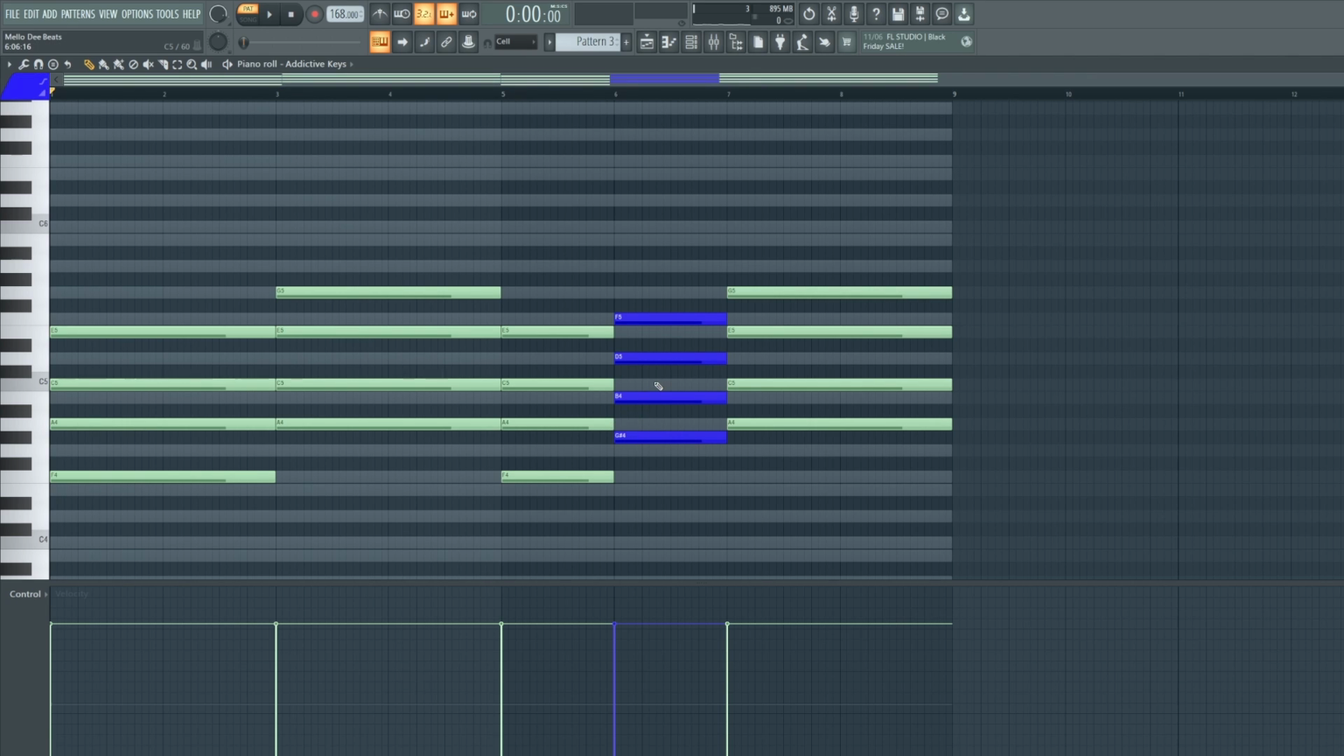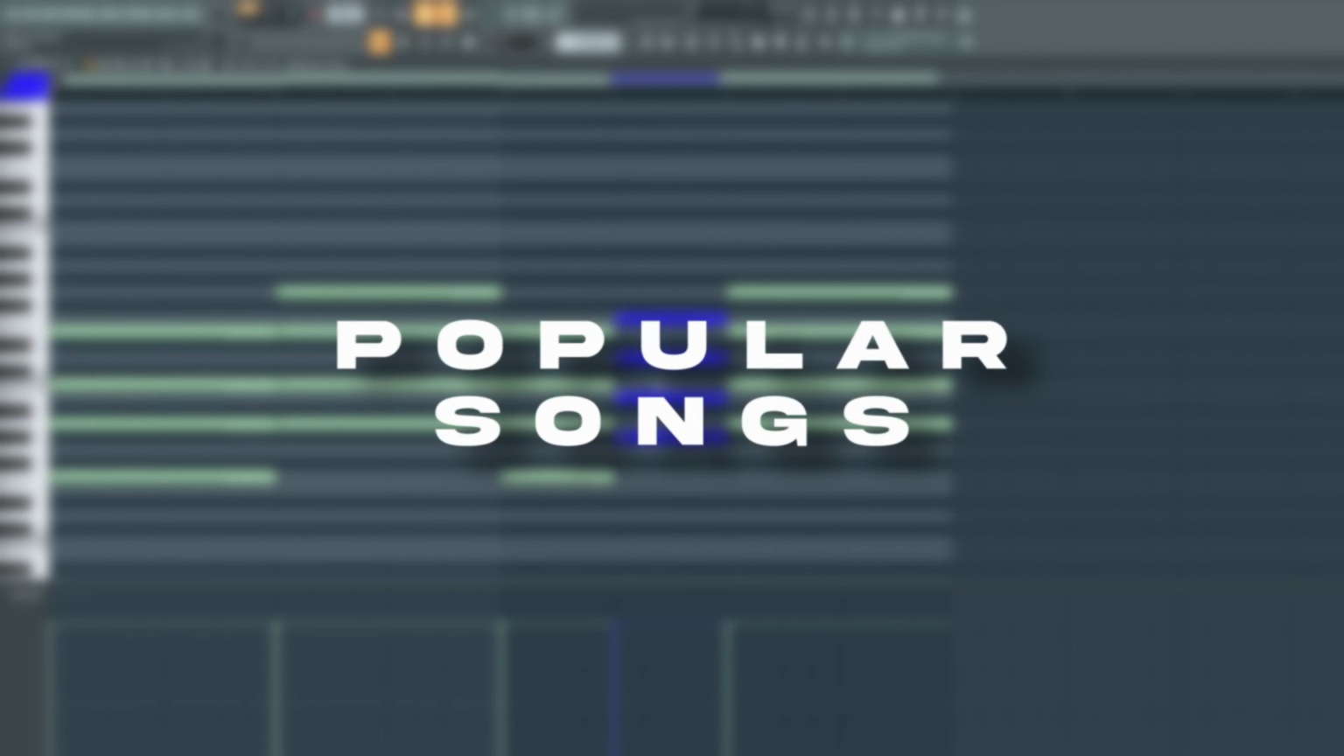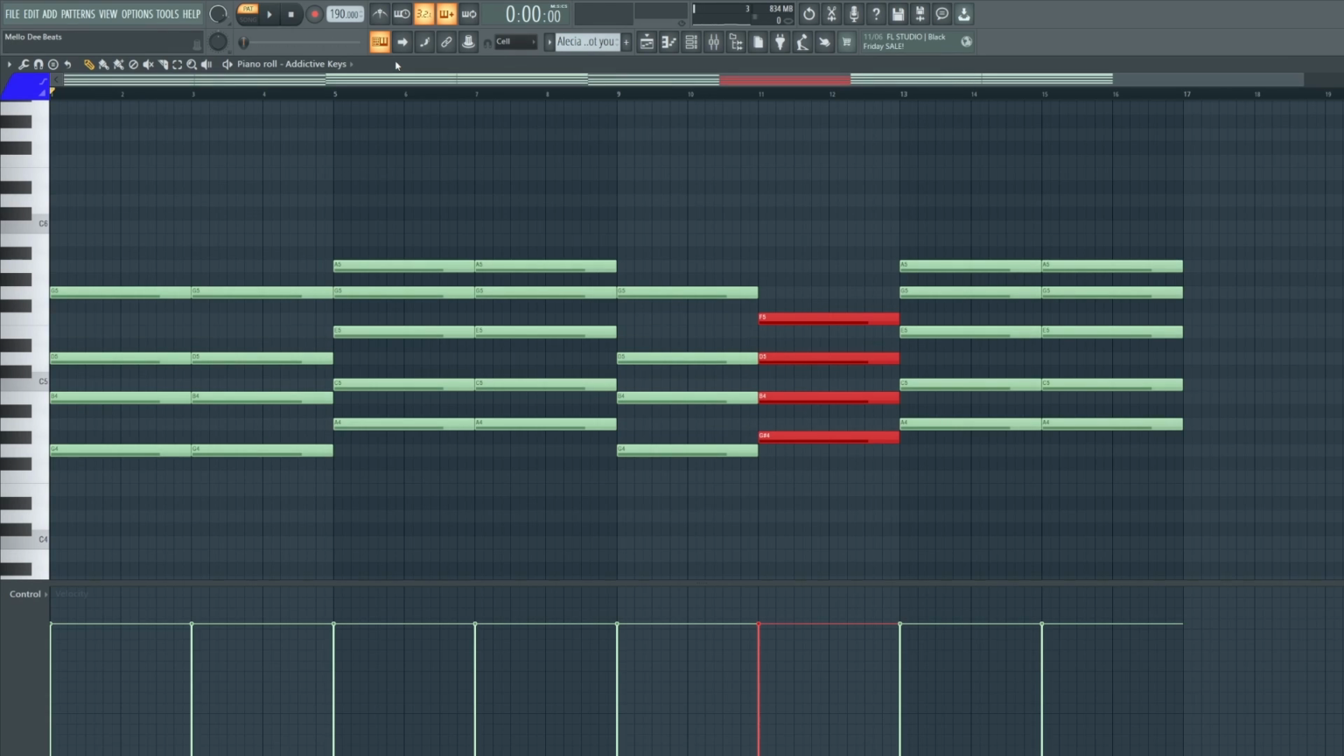So now that we went over those 2 examples, I'm going to show you some popular songs and how this is used in popular songs. So we're going to start with the first example, which is Alicia Keys, If I Ain't Got You. It's in G major, just so you know.